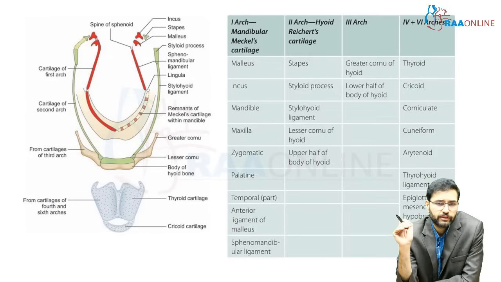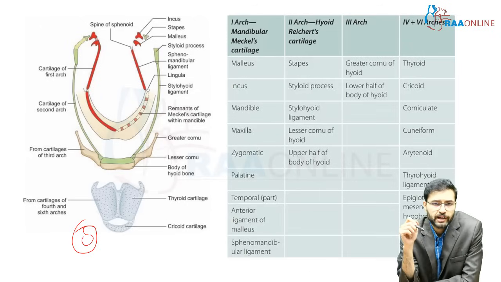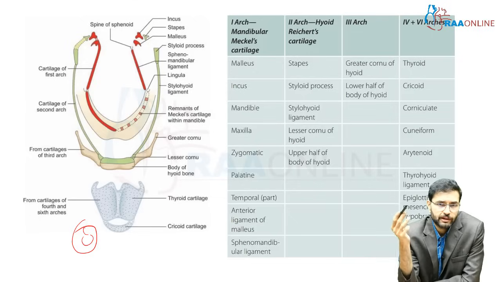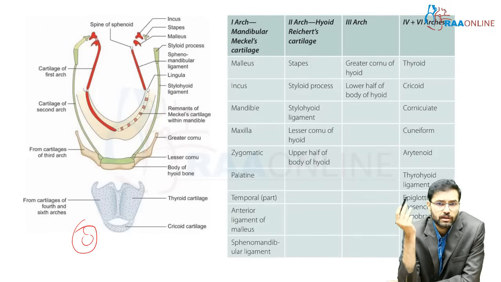So, skeletal components of the second arch can all be denoted by the term S. So, what are the skeletal derivatives of the second arch? Second, S. So, S includes stapes, it includes styloid process, includes the smaller cornua of the hyoid bone, superior aspect of the body of the hyoid bone, and the stylohyoid ligament.